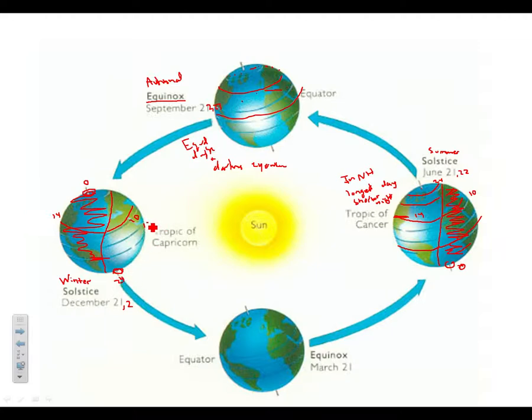The equator is still getting 12 hours of sunlight, 12 hours of darkness, just like it was here, and it was getting it here too, 12 and 12. The equator is always halfway between. It's equal.